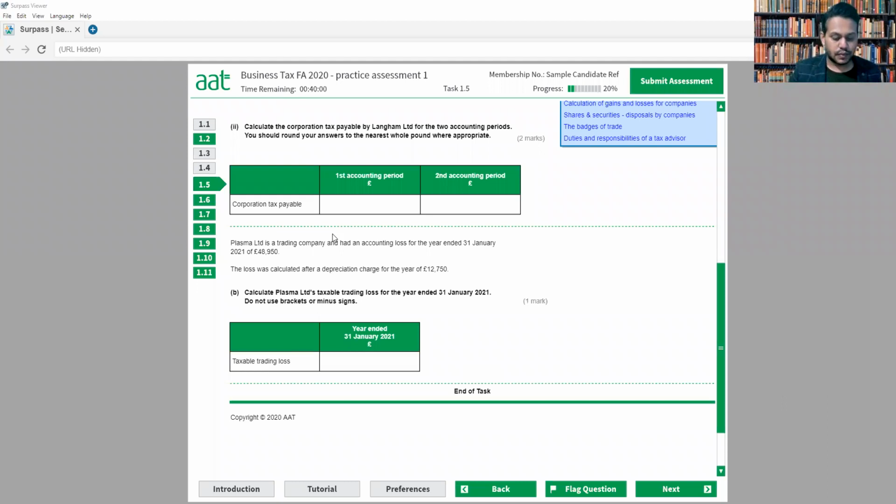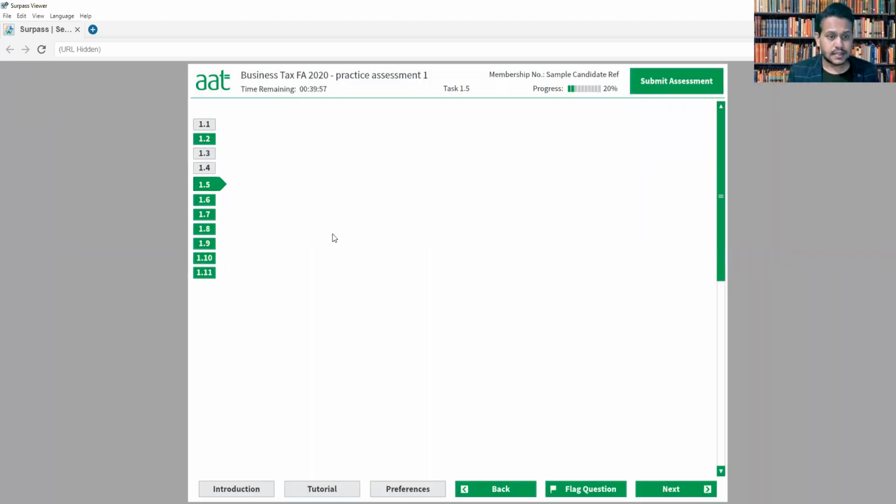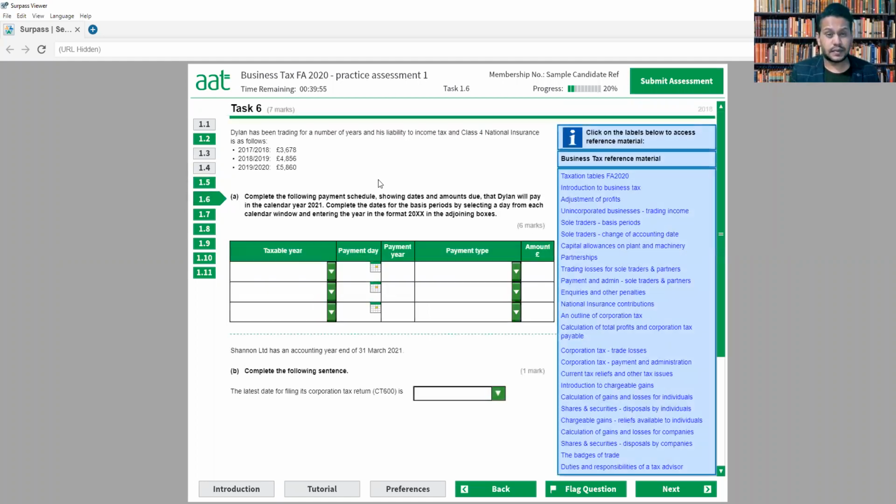The next one we have here is the balancing payment. This is again from the question on how to make payment on account and the balancing payment. It's a very important area, could be tricky as well. So make sure you revise this area very well. Okay, so let's have a look.